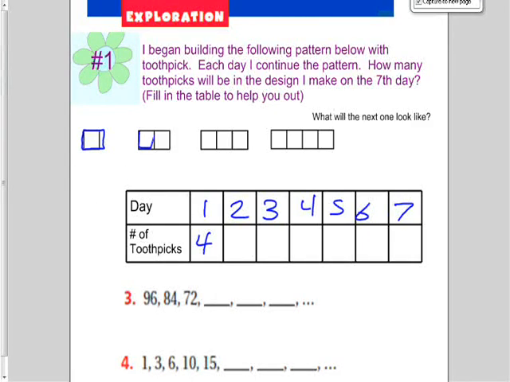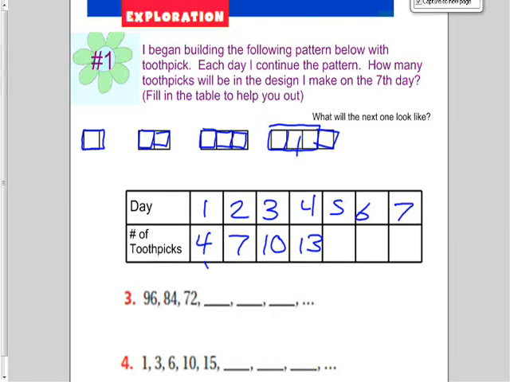Day 2, I need 1, 2, 3, 4, 5, 6, 7. Okay, on day 3, 1, 2, 3, 4, 5, 6, 7, and then 8, 9, 10. Now, hopefully you're noticing that we have the same figure we did the day before. So I already know that this will take 10. And then I'm just adding 3 more. So the 4th day is 13.